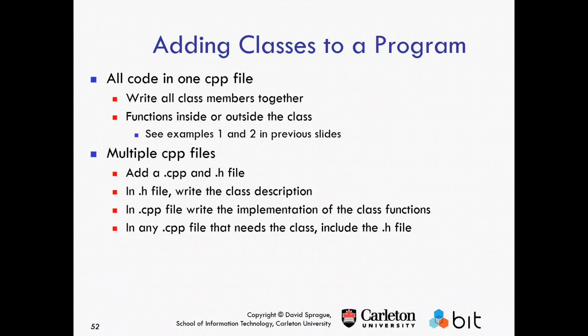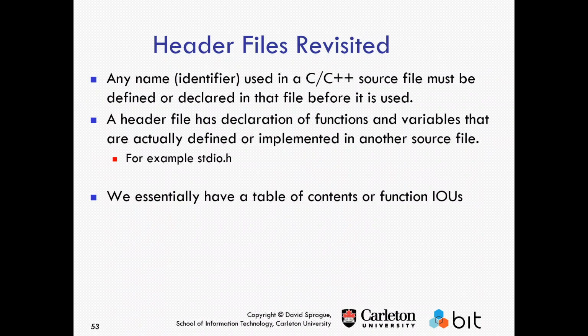What they need to know is, what's the name of the function to call? What functions are available to me? That's what the header file is for. The header file allows me to know what's available to me, what functions I can call, and the CPP file is how it's actually done. Anything like that must be declared before we use it.